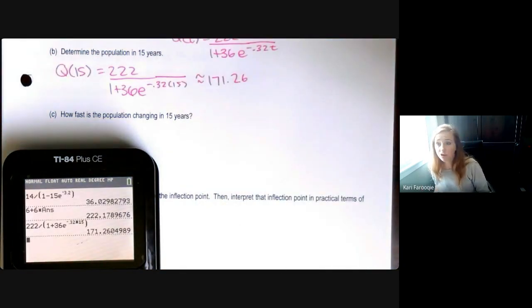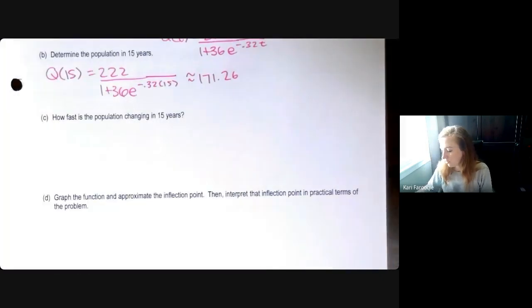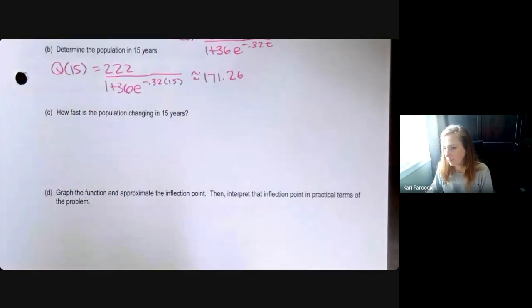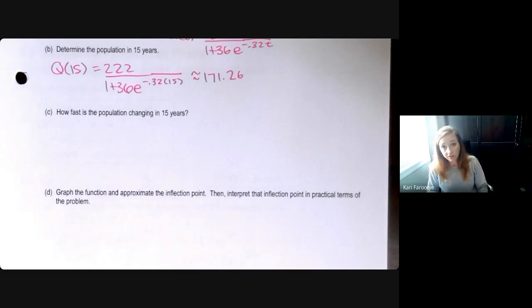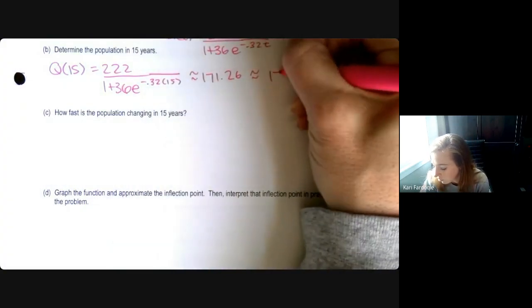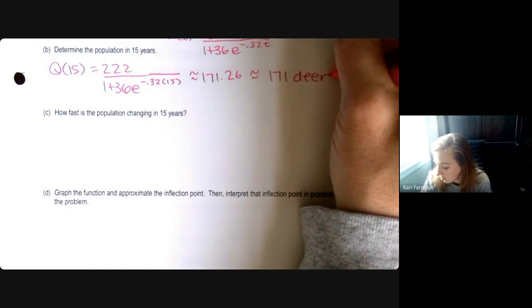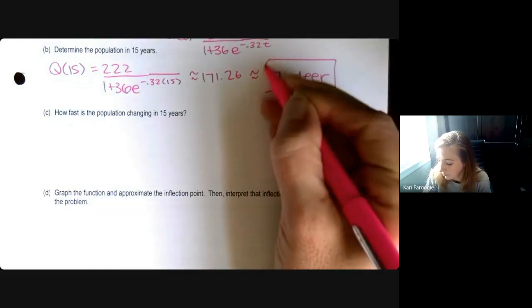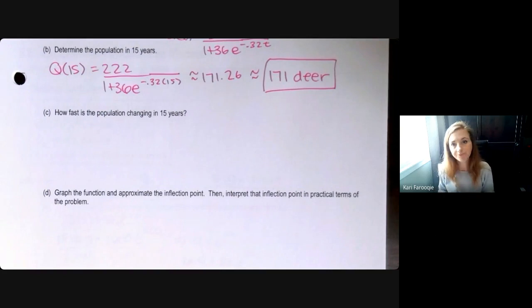This is a population, not of people, but of deer. 171.26. And remember, this is a rounded value, but it probably would have been rounded regardless. And I don't think it was rounded enough that it maybe would have been 172. But it's 171.26. Since we're talking about deer and you can't have 0.26 of a deer, then you could say that this is approximately 171 deer. Okay.